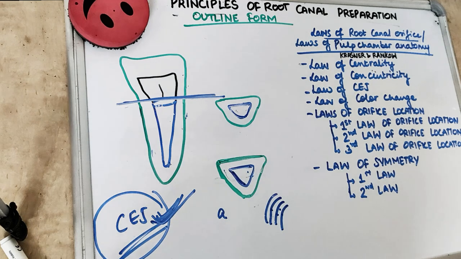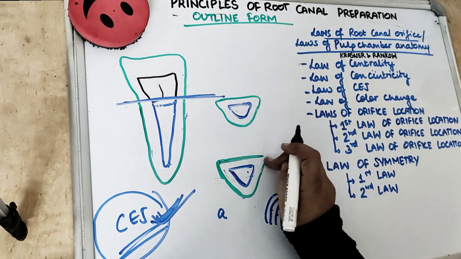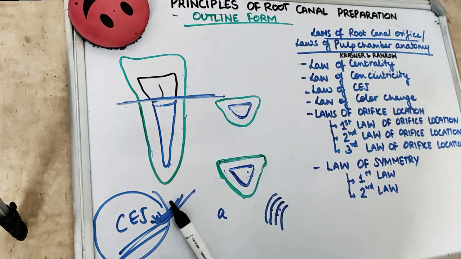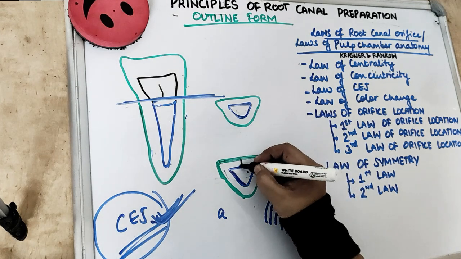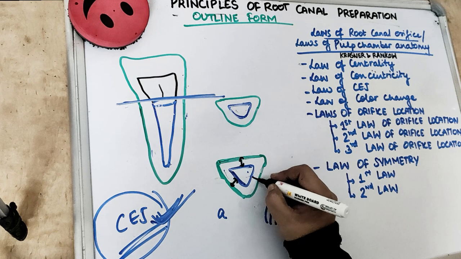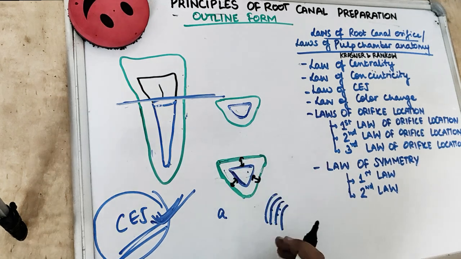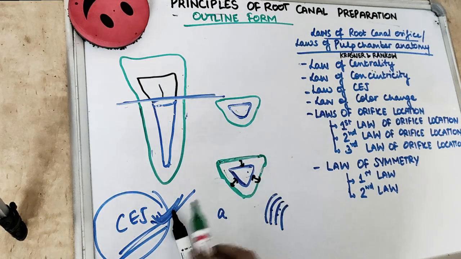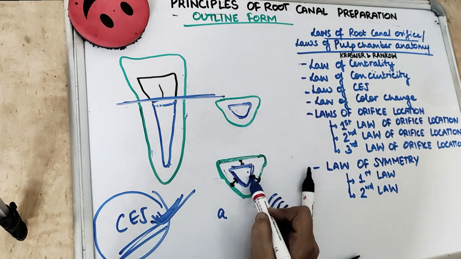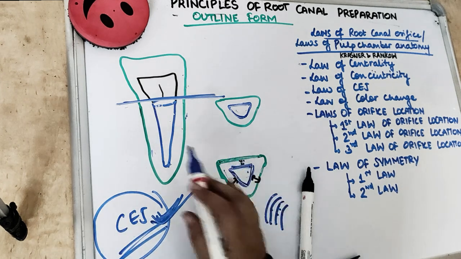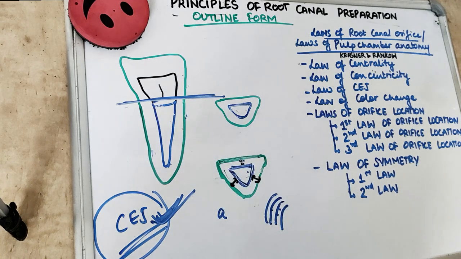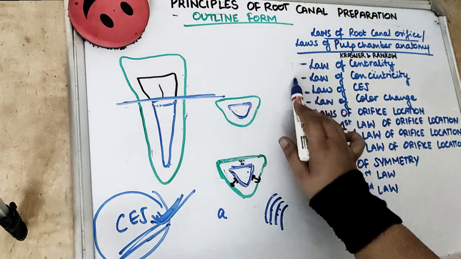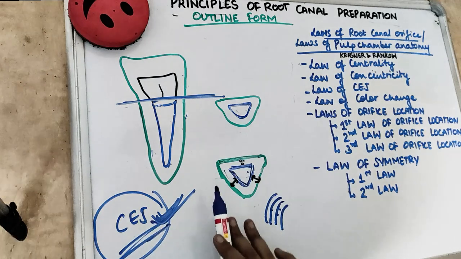The distance from the external surface of the crown to the wall of the pulp chamber is the same throughout. That means if we look at every angle, this distance is going to be equidistant, the same throughout the tooth. So the distance from the external surface of the crown to the wall of the pulp chamber is going to be equal throughout the surface, again at the level of the CEJ. So we have all of these laws at the level of the CEJ.